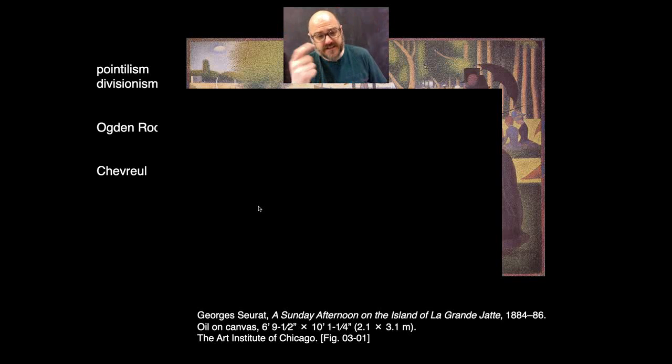So he was basing his ideas on theories of other scientists, like Ogden Rood, for instance, and Chevreul. Eugene Chevreul had discovered that when you place a color, like say a bluish green, next to a blue, it looks more green. Or next to a green, it's going to look more blue. So color, in a way, was subjective. So what Seurat did was he took that theory of color and magnified it so that colors would change based on the color that was next to it.